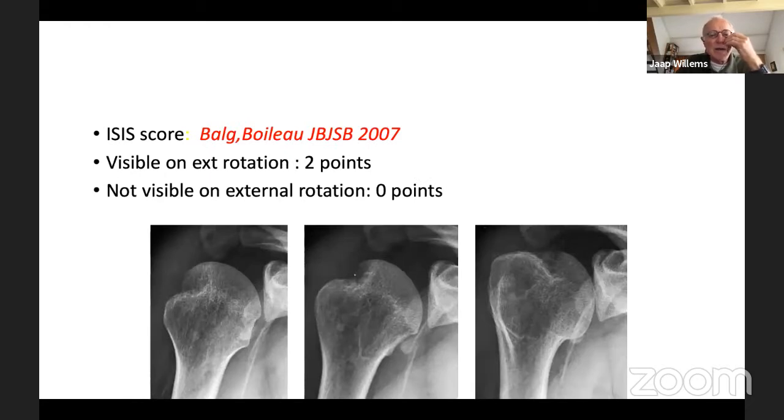The Boileau classification is very helpful. If you just take an X-ray and it is visible on external rotation, you give it 2 points. So if it is visible on external rotation, it is a big lesion.